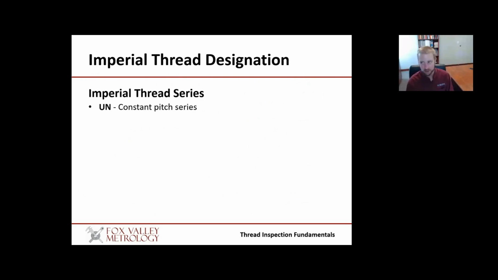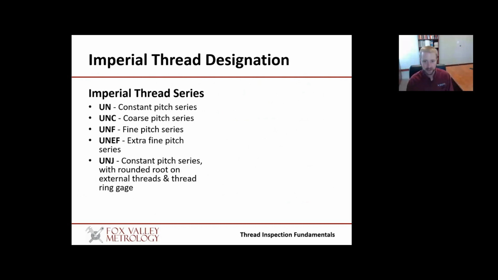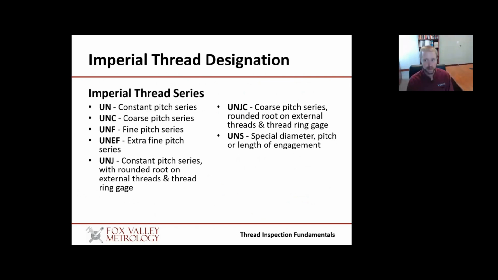So we've got UN, which is the constant pitch series, UNC, which is the coarse pitch series, UNF, which is the fine pitch series, UNEF, which is the extra fine pitch series, UNJ, which is the constant pitch series with a rounded root on external threads and thread ring gauges. The UNJC is the coarse pitch series with a rounded root on external threads and thread ring gauges. UNS is a special diameter, pitch or length of engagement.